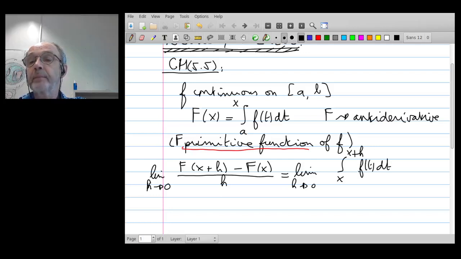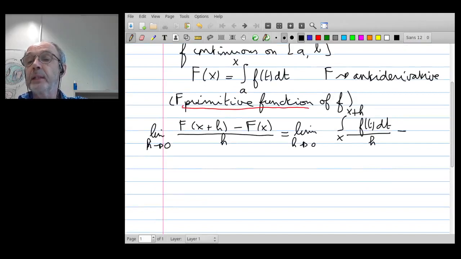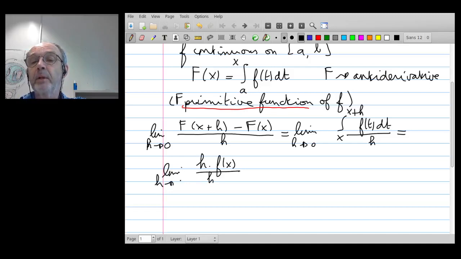You have this one here divided by h, and if you want to calculate this limit, what can you do? Now you have a little interval, you know your function, so you can approximate your integral by a small step h times the function f(x), and then we have to divide by h, and we take the limit for h going to 0, and what do you get out of it? The little f. So the function you want to integrate, you get out of it.